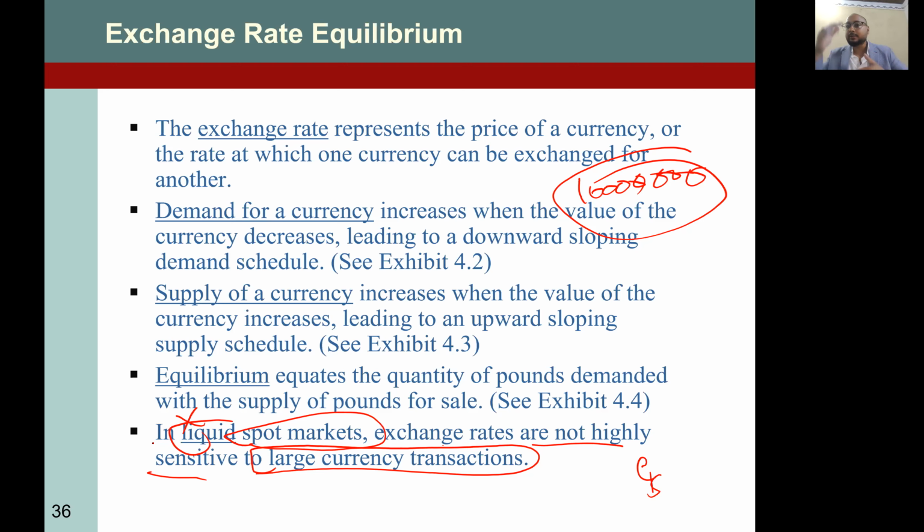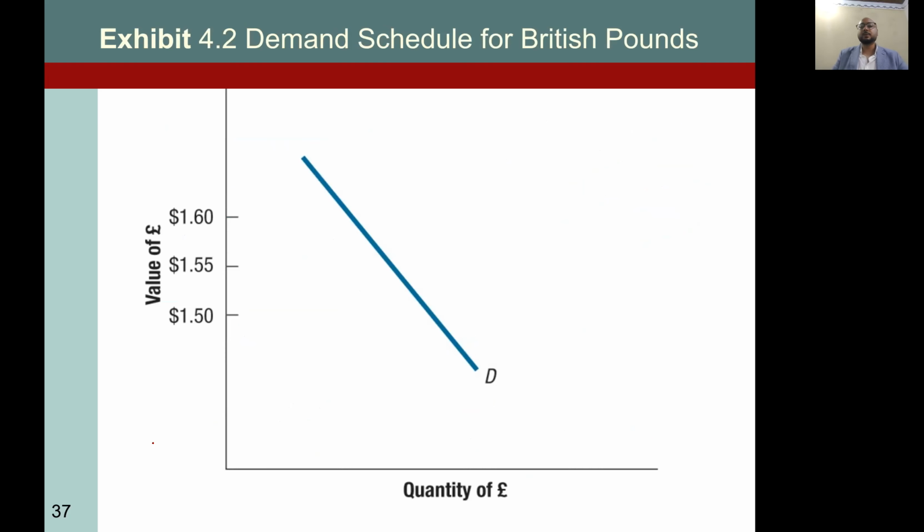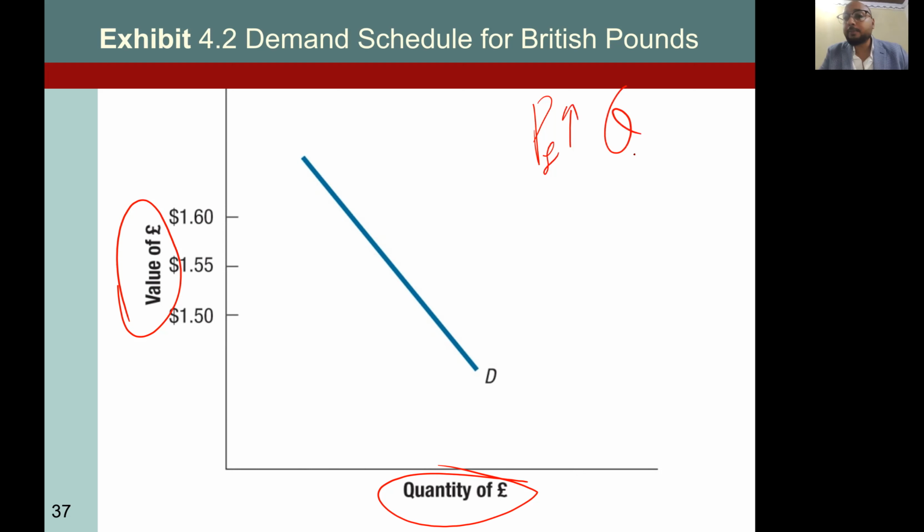When it takes time, then price can vary, right? So let's just see that. So we have the market of pound, quantity of pound. What is the law of demand? If the price of pound increases, quantity of pound decreases. So if the price increases from $1.5 to $1.6, the quantity of pound, those who want to buy pound, decreases.